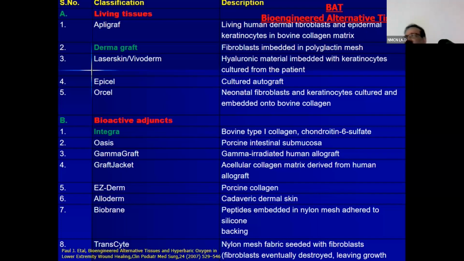In that condition, we have certain artificial skin substitutes. They are bioengineered alternative tissue. They may be divided into two: one is the living tissue, another is the bioactive adjunct. Living tissue substitutes are like Apligraf, Dermagraft, Laserskin, Vivoderm, Epicel, Orcel, etc. And in bioactive, we have Integra.